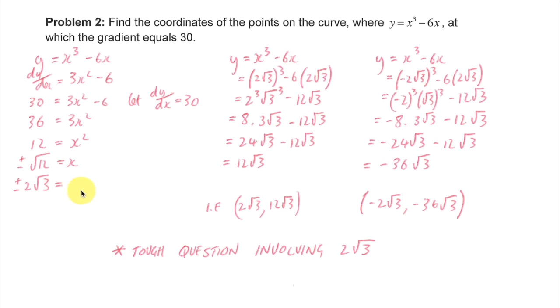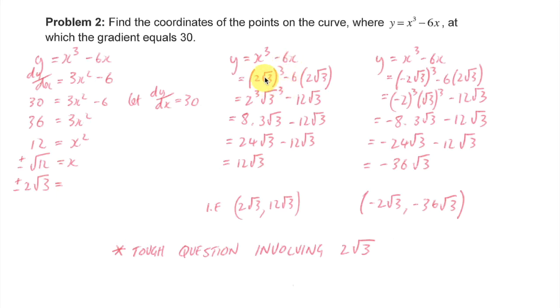So at x equals positive 2 root 3, I know that the gradient of the curve will exactly equal 30. And also at negative 2 root 3, the gradient of the curve will also equal 30. That's what I've just found out. I'm now going to substitute those two different x values into the original rule to produce the corresponding y values.